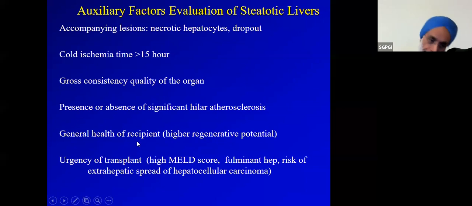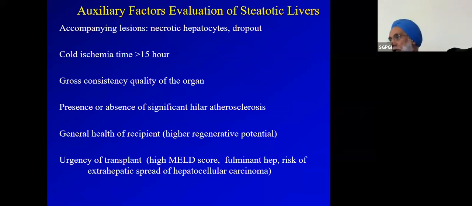And the nature of the recipient matters. The same liver, if given to a younger patient, may function better because they have more regenerative potential, and it may function less well in older patients. And sometimes I joke, this liver is not good for my mother, but it's good enough for my mother-in-law. So the nature of the recipient is also important.